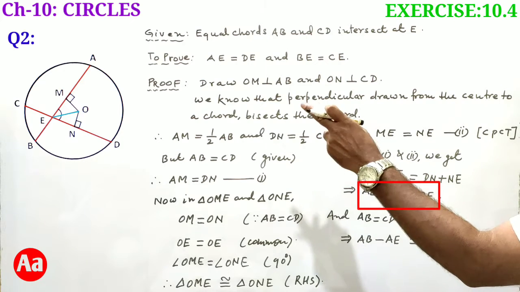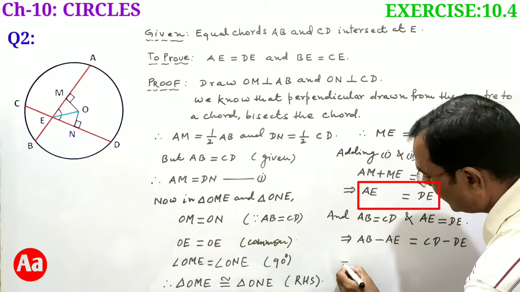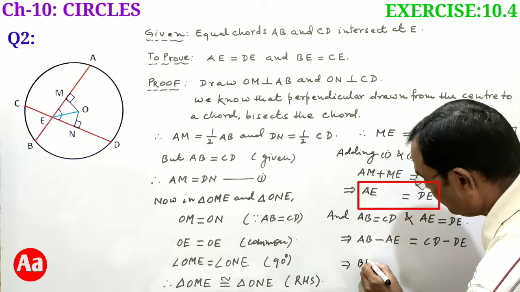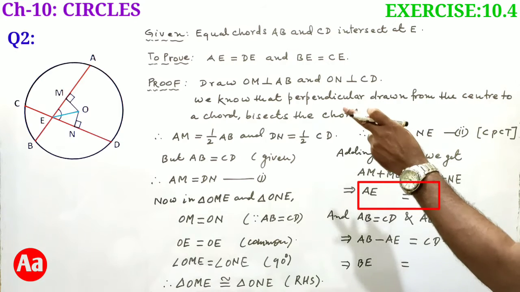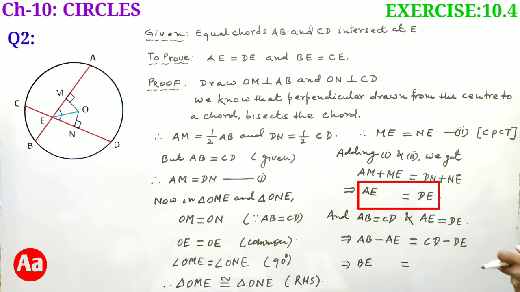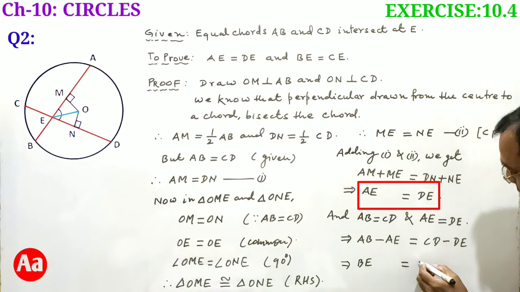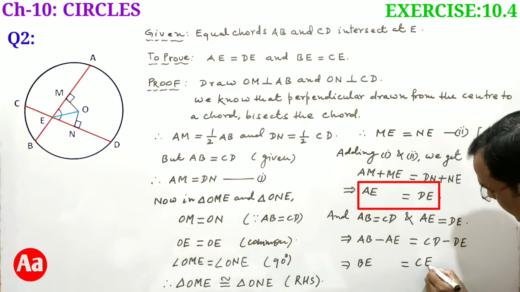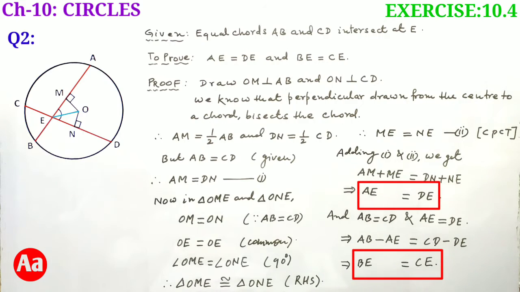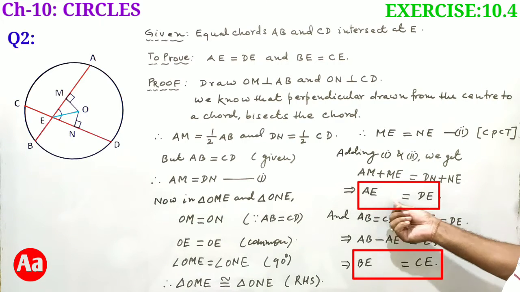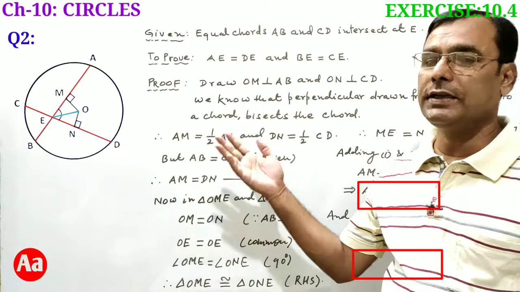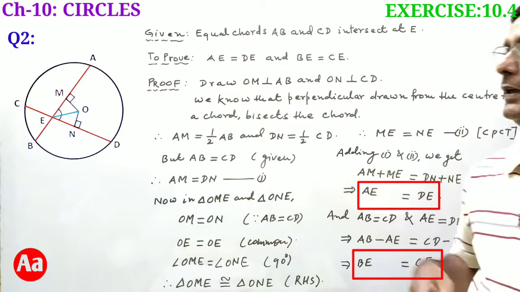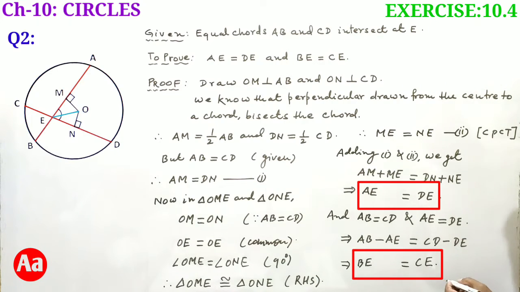AB minus AE equal to BE, and CD minus DE, you can see in the figure, CD minus DE is equal to CE. So we have proved AE equal to DE and BE equal to CE, that is corresponding segments of equal chords AB and CD are equal. Hence proved.